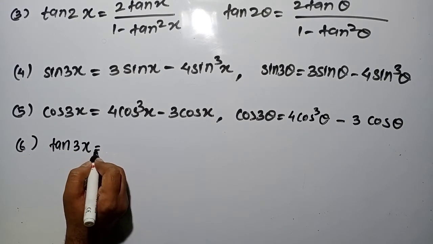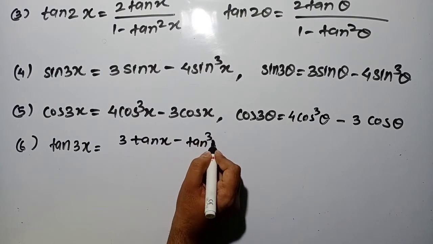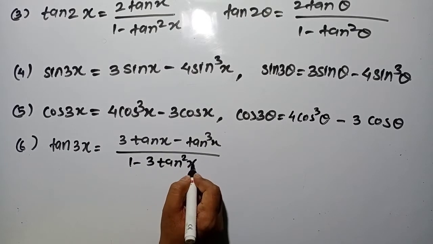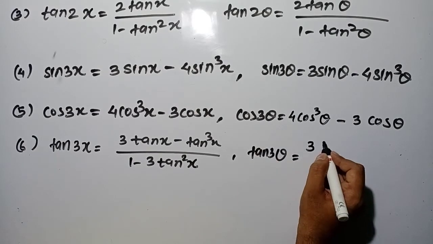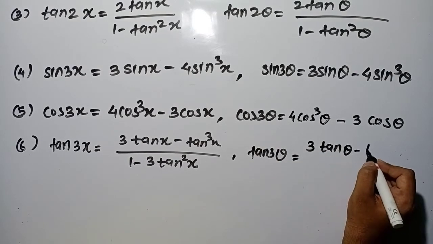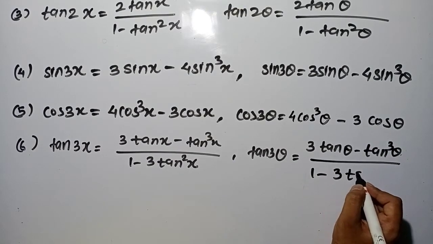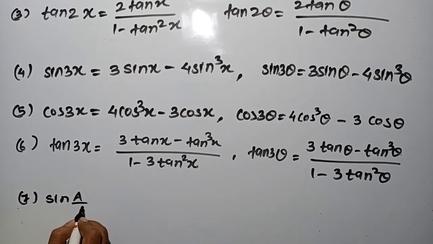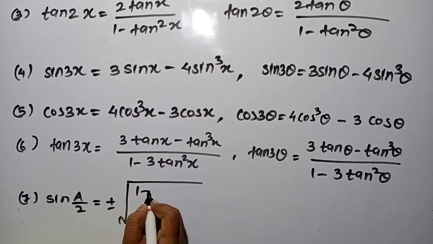Okay, formula number 6, tan 3x is equal to 3 tan x minus tan cube x divided by 1 minus 3 tan square x. In the form of theta we can write tan 3 theta is equal to 3 tan theta minus tan cube theta divided by 1 minus 3 tan square theta.